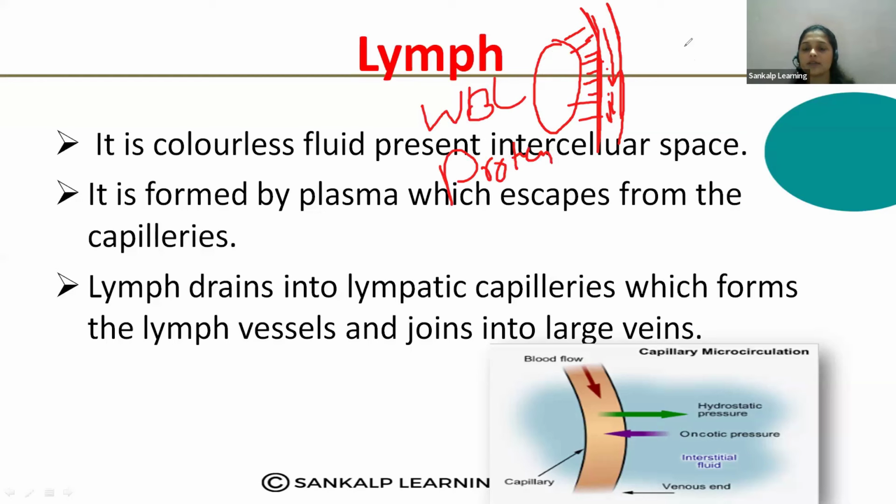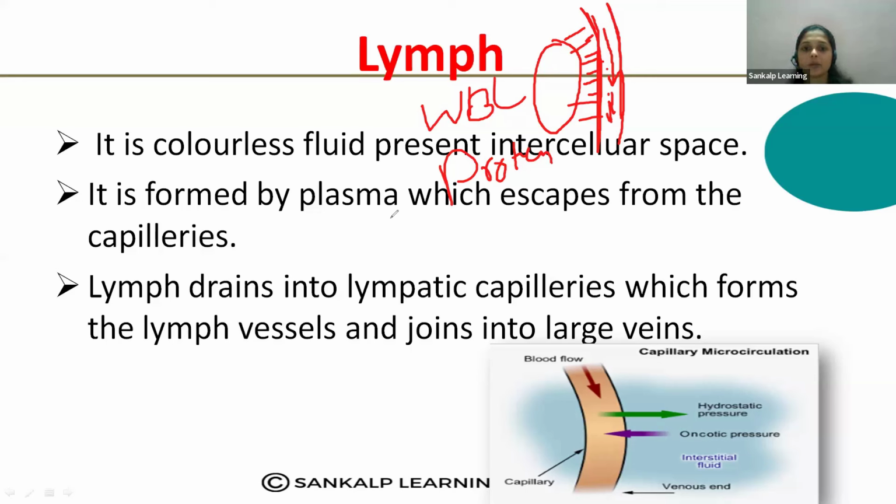Why? Can anyone tell, why the lymph fluid is colorless? colorless ಯಾಕಿರತ್ತೆ ಅಂತ ಹೇಳ್ಬೋದಾ? ಹೇಳ್ಬೋದಾ ಯಾರಾದ್ರೂ?